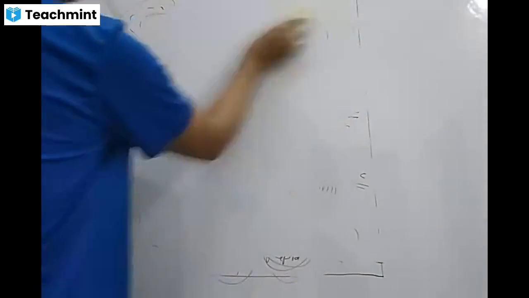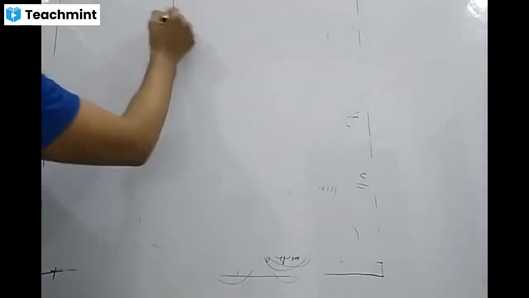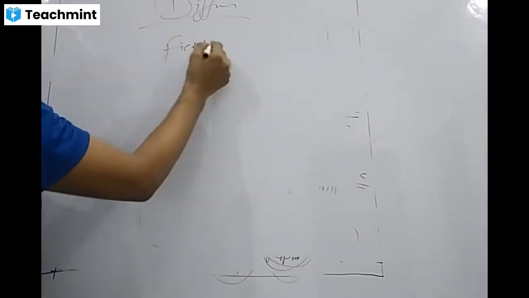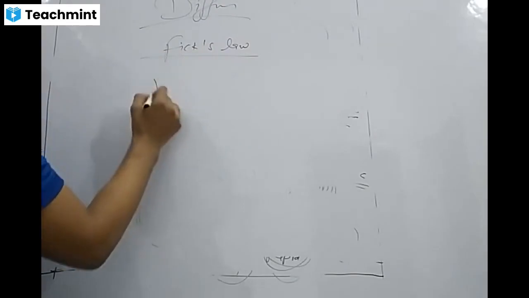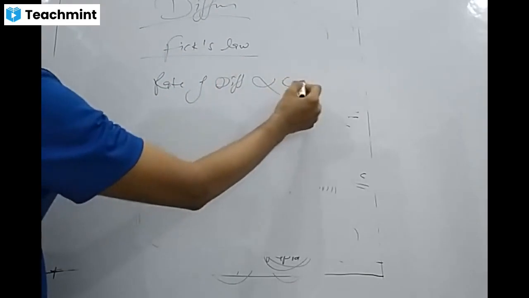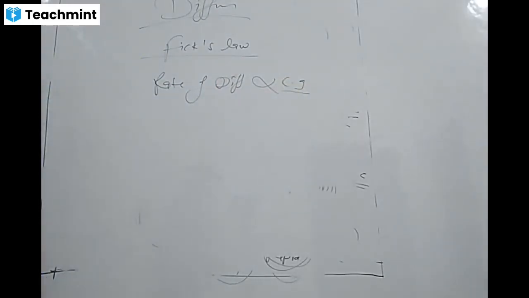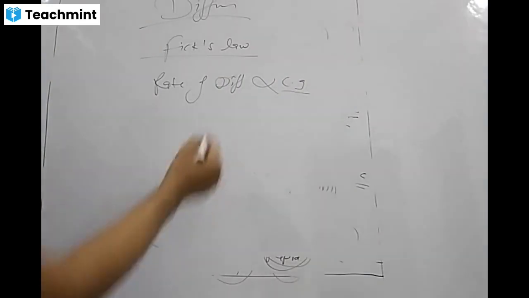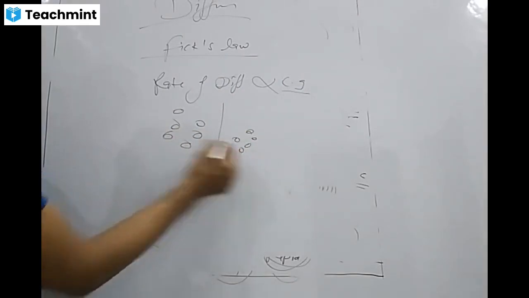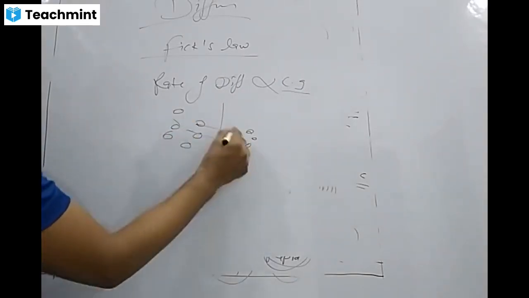So the first process is diffusion. There is one simple law known as Fick's law. According to this law, rate of diffusion is directly proportional to concentration gradient. This law states that if we increase the concentration gradient, it will cross. Suppose this is the membrane and there are more molecules this side and less this side. So it will cross from high to lower concentration. This is the simple Fick's law.